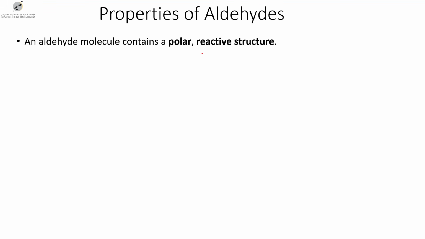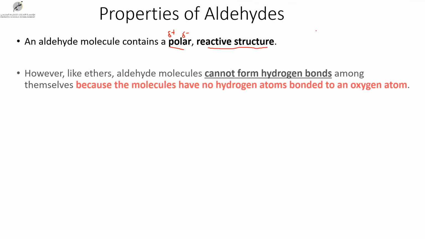Now, what are the properties أو خصائص الألدهيدات؟ Aldehydes are polar and they have a reactive structure. يعني شديدة أو عندها تفاعلية, and it's polar قطبي. There is positive and negative sides. So polar means you have positive and negative sides. But they cannot form hydrogen bonds with each other, with themselves, because the molecules have no hydrogen atom bonded to the oxygen. Remember, to have hydrogen bonds, it means your oxygen has to be bonded to H.